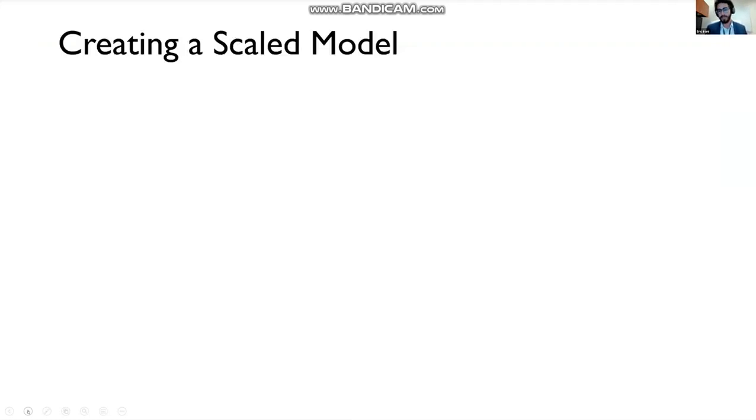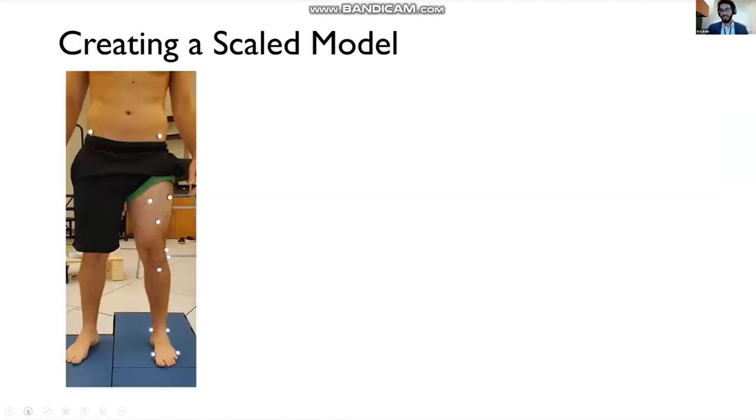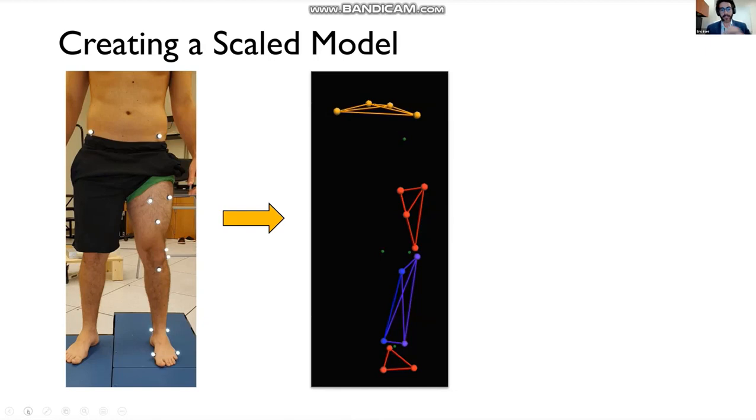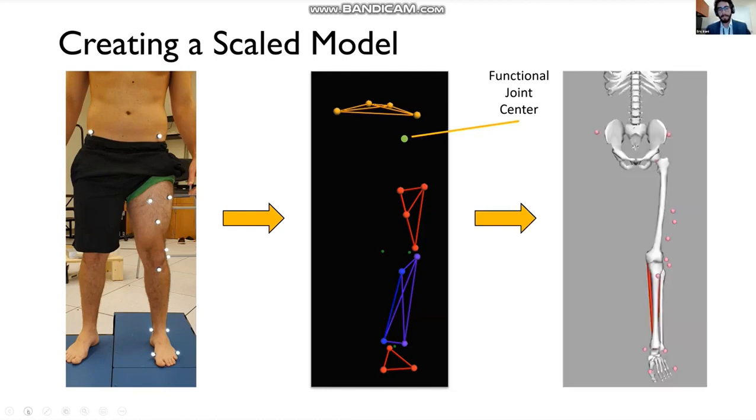So in order to do this, first we began by creating a scale model. We placed a series of both arbitrary markers and markers on different bony landmarks on our participants, and then we asked them to perform a series of leg movements. And from this, we were able to determine the functional joint center of their hip. And using this functional joint center, as well as the positions of their different bony landmarks, we were able to create a scaled model that directly fits our participant.